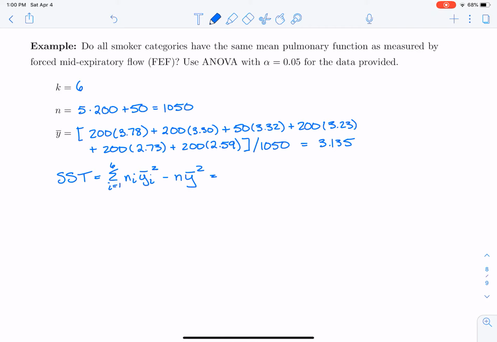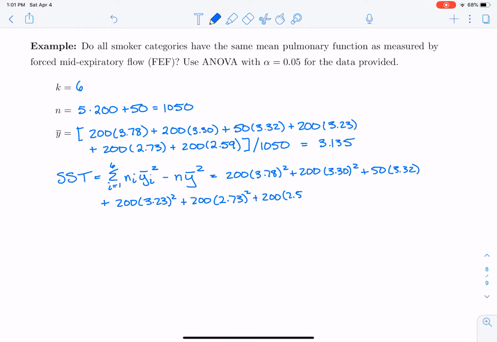Okay, this is going to be 200 times 3.78 squared plus 200 times 3.30 squared plus 50 times 3.32 squared plus 200 times 3.23 squared plus 200 times 2.73 squared plus 200 times 2.59 squared, and then I need to subtract n y bar squared, so that's going to be 1,050 times 3.135 squared. When I do that, I get a total of 184.376. That's the sum of squares treatments.